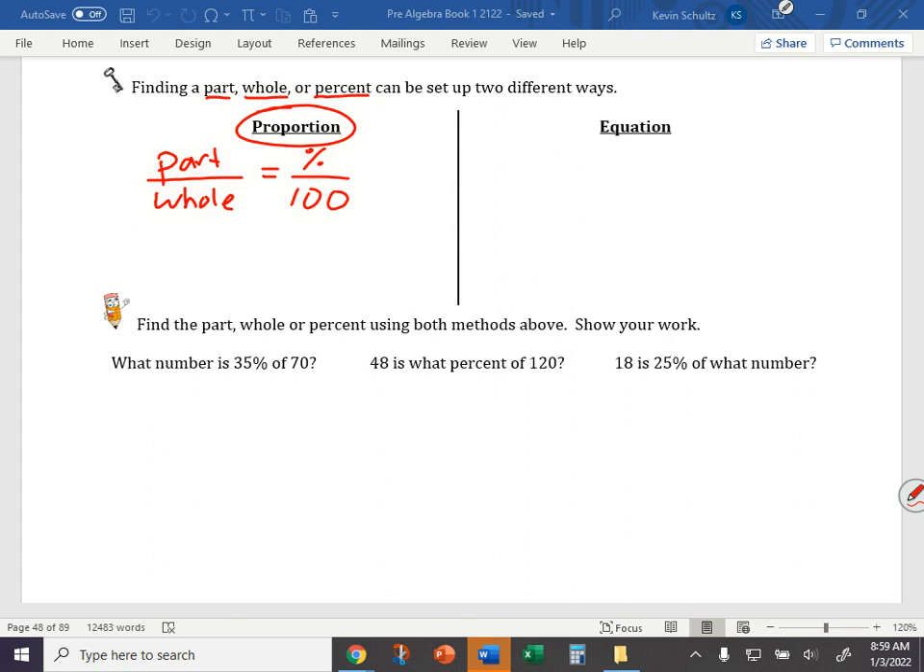Let's use this in our first example down below. It says, what number is 35% of 70? Let's identify. What's the part? What's the whole? What's the percent in that question? What number is 35% of 70? Carter, give me one of them. What's the part? What's the whole? What's the percent? 35 is the percent. Yeah, let's get that one out of the way. Done. Good. Now we're left with of 70 and what number is. Which of those is the part? Which of those is the whole?